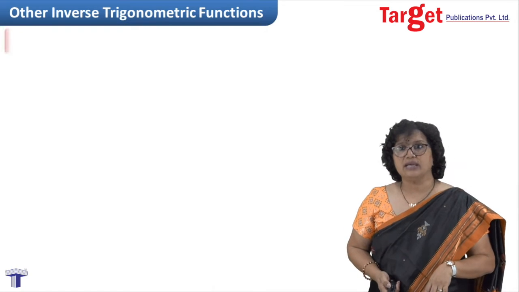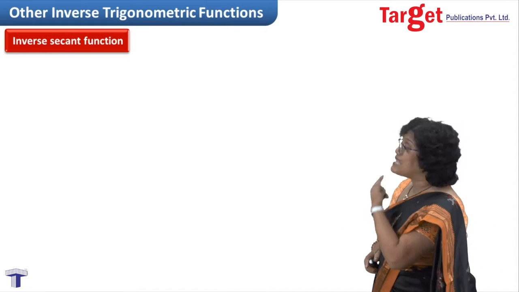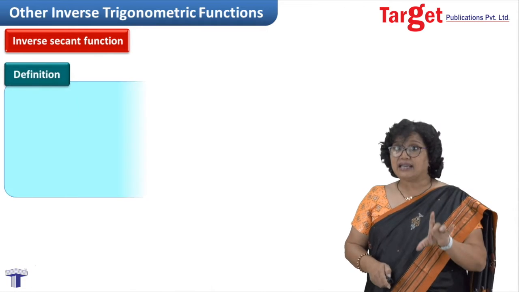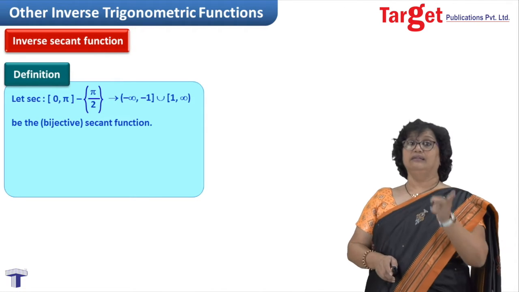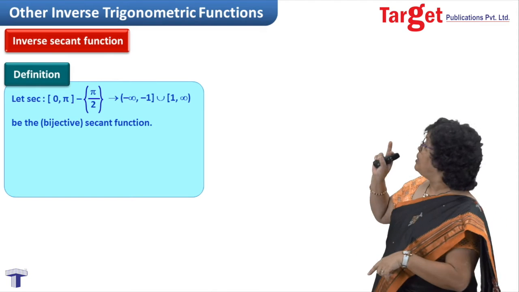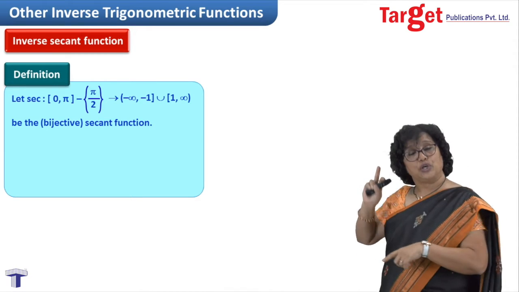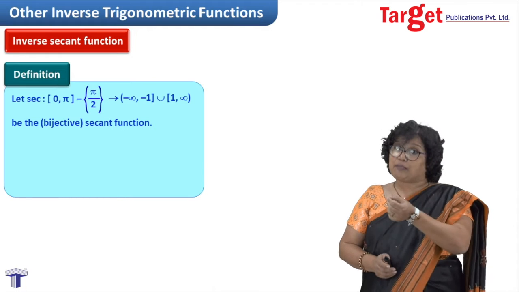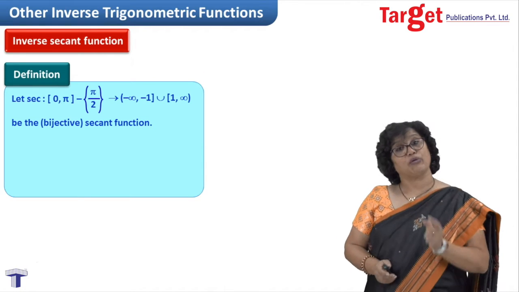With this, I move to the next one. The next one is y equal to sec inverse, which I am going to define. For the inverse sec function, you will have to choose the correct domain and correct codomain. I have taken the domain as 0 to pi and I have removed the singleton set pi by 2, meaning the point x equal to pi by 2 I have removed from the domain.